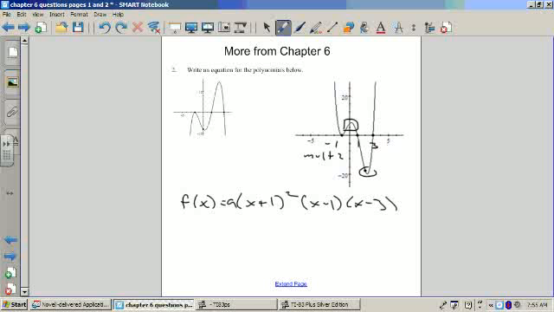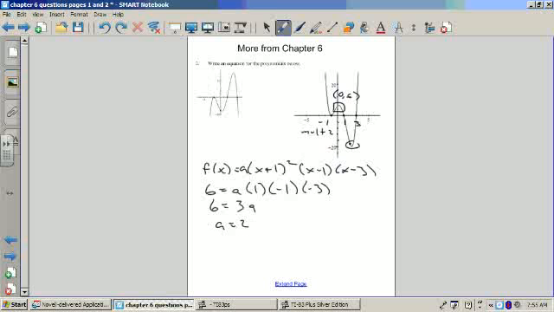This, by the way, is 20, with ticks at 2, 4, 8, 12, 16, 20, and so this looks like the y-intercept is at (0, 6). Now that I've hopefully got my act together, 6 is equal to a times 1 squared, which is 1, times 0 minus 1, which is negative 1, times 0 minus 3, which is negative 3. So 6 is equal to 3a, a is equal to 2, and I can write this function as f of x equals 2 times x plus 1 squared times x minus 1 times x minus 3.